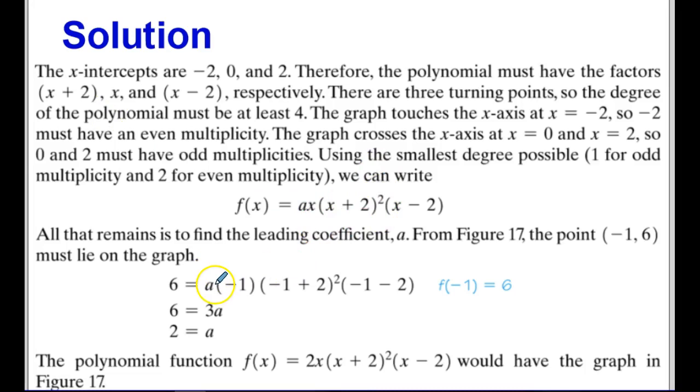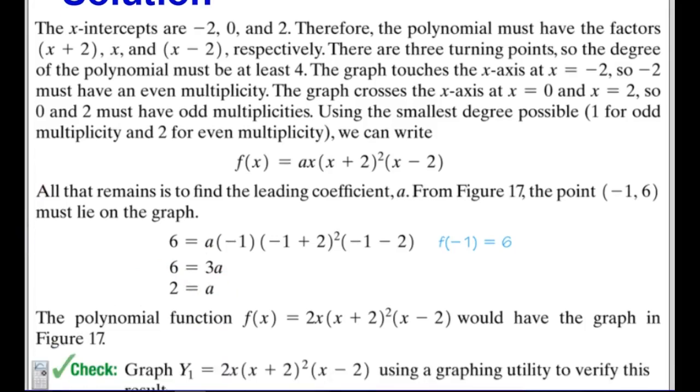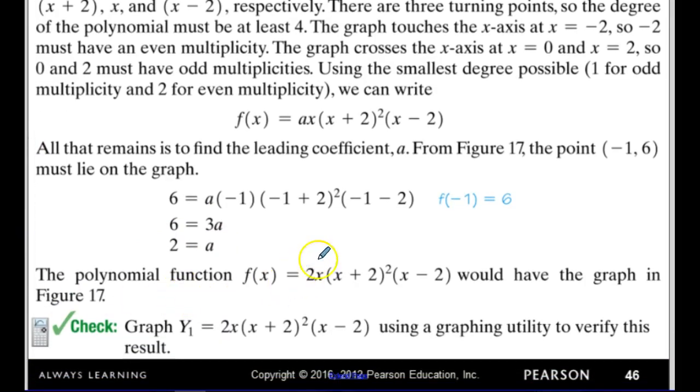So now all I have to do is find a. I plug in that other point that I was given, (-1, 6), as my x and my y, and I solve. So my a ends up being 2. Now my function is 2x times the quantity (x plus 2) squared times (x minus 2), and it has that same graph. Then I could just graph it on Desmos or my graphing calculator and double check.